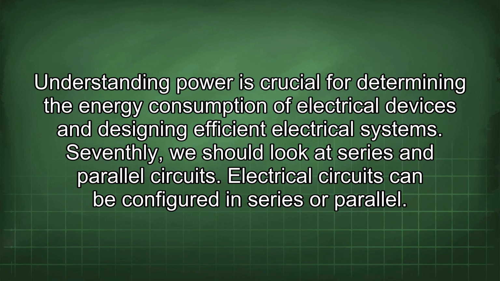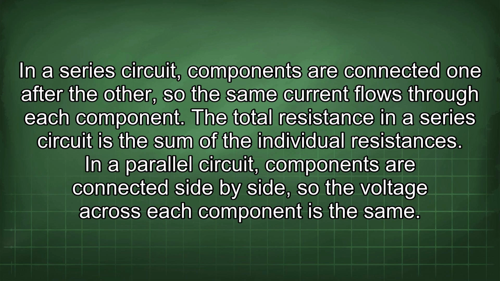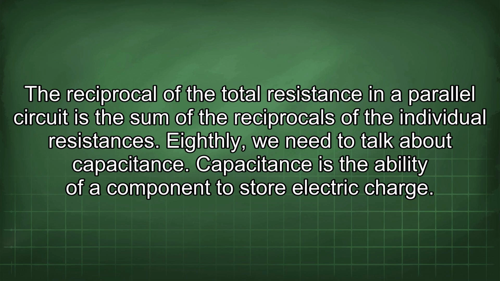Seventhly, we should look at series and parallel circuits. Electrical circuits can be configured in series or parallel. In a series circuit, components are connected one after the other, so the same current flows through each component. The total resistance in a series circuit is the sum of the individual resistances. In a parallel circuit, components are connected side by side, so the voltage across each component is the same. The reciprocal of the total resistance in a parallel circuit is the sum of the reciprocals of the individual resistances.